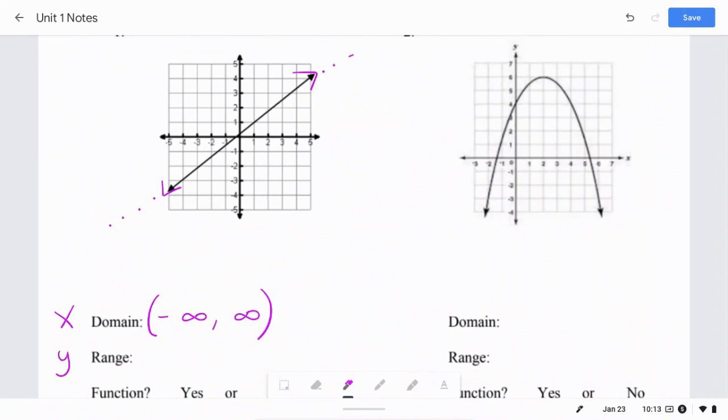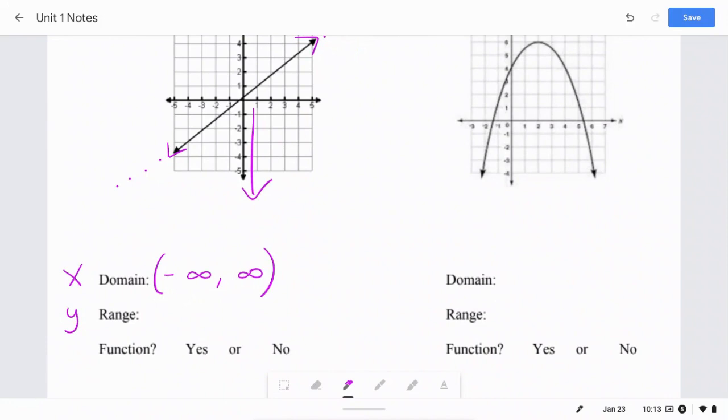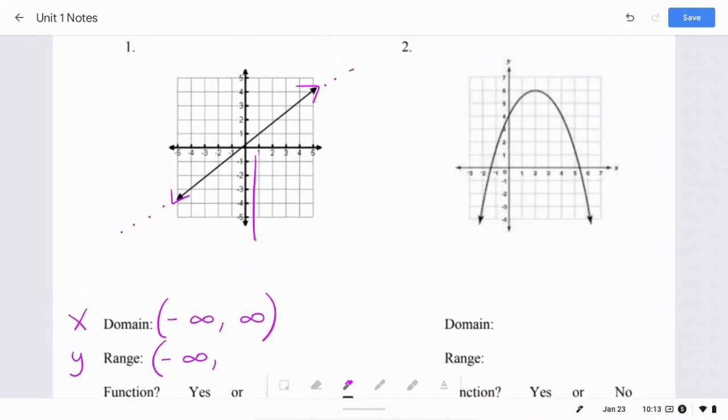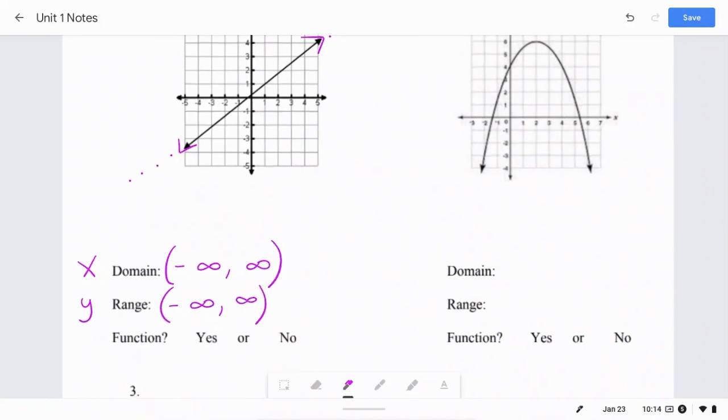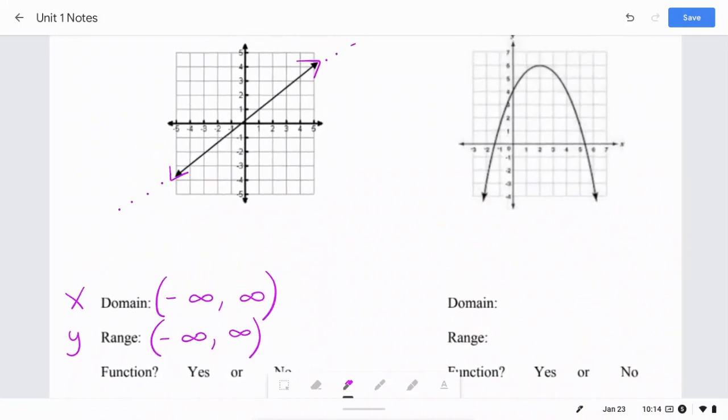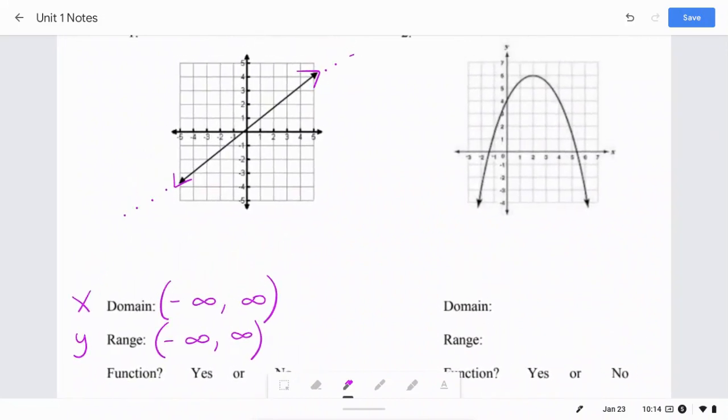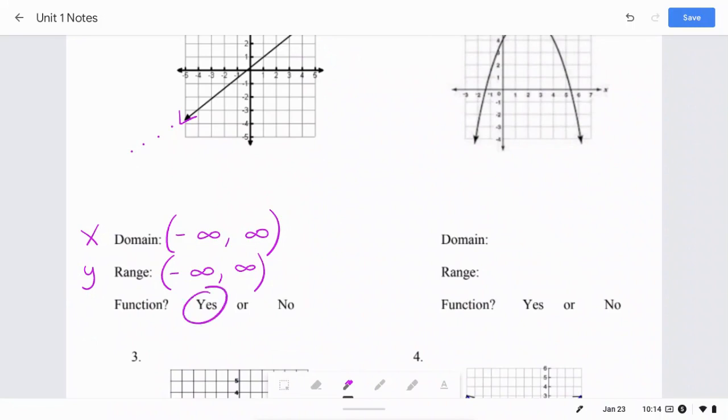The range is the set of y values. So first we're going to look at how far down the graph is going. Since there's an arrow, technically it's going down forever, towards negative infinity. And then how far up is the graph going? Since there's another arrow, it's going to keep going upwards forever, towards positive infinity. And then make sure you put parentheses around both. Last thing I'm going to ask myself, does this graph pass the vertical line test? And it does. So yes, this graph would be considered a function.